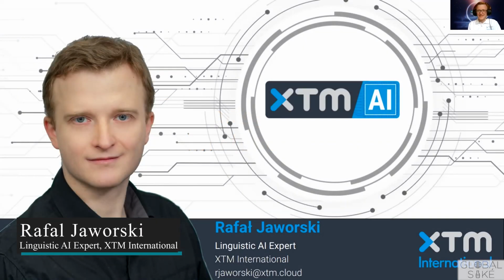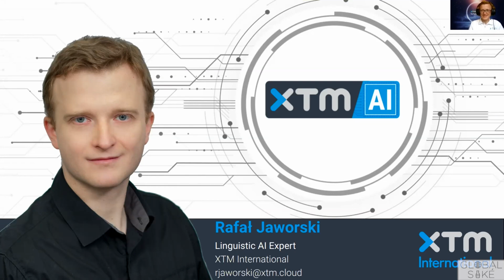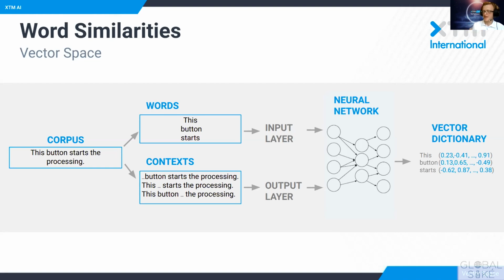So hi everyone, I am Rahul. Yes, I am from XTM and I am a computer scientist. I am a mathematician, so I'm going to talk about geeky stuff today. This is how we generate numbers from words. The output of this procedure is a dictionary, what we call a vector dictionary, which has words, and all the words are represented by numbers.